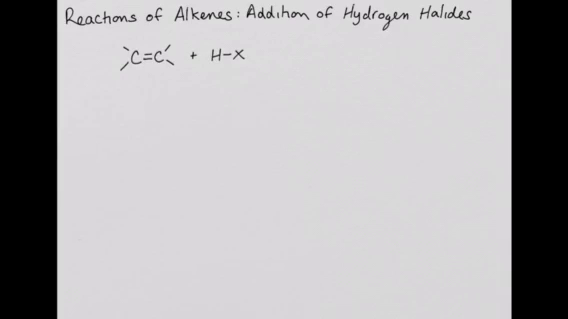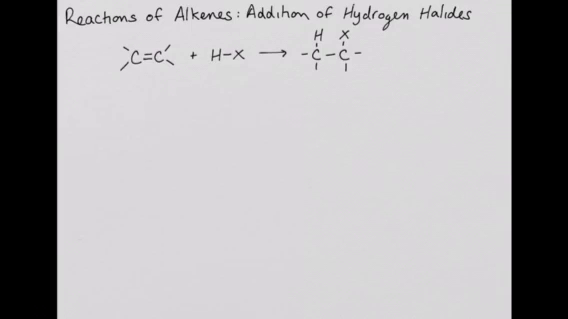The proton is the electrophilic portion of this molecule. The halide is the nucleophilic portion of this molecule. And the molecule of HX will add across the double bond to give us an alkyl halide product. Again, the mechanism will also look similar to the electrophilic addition to alkenes.